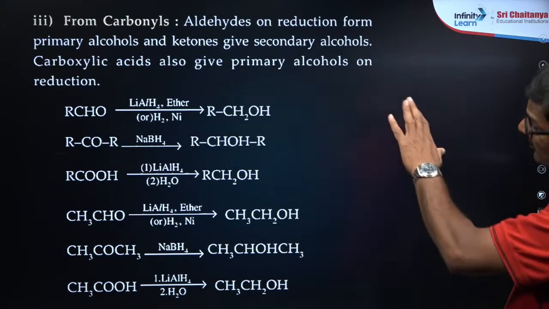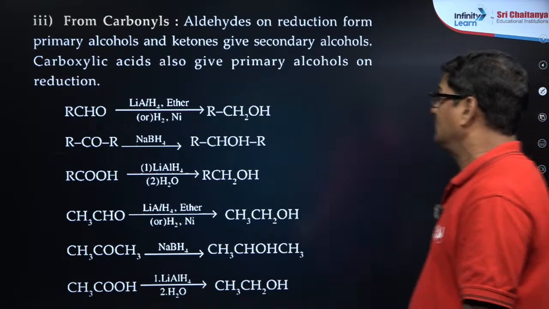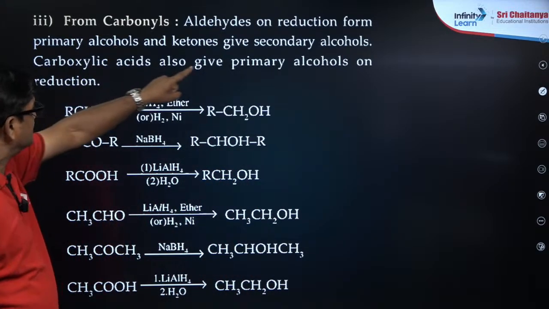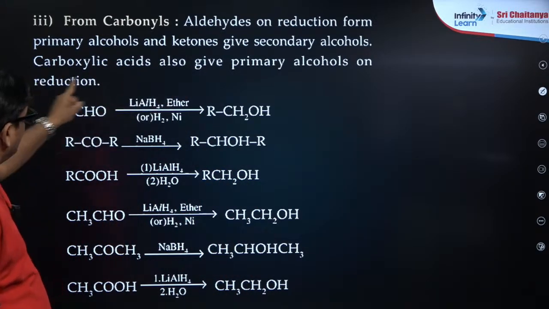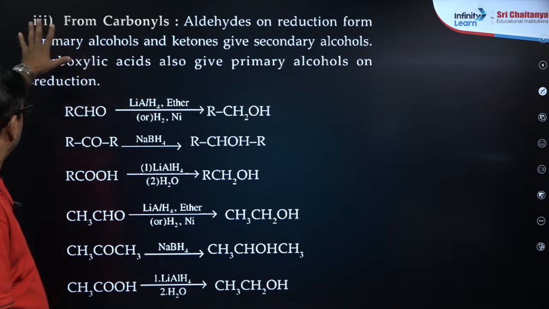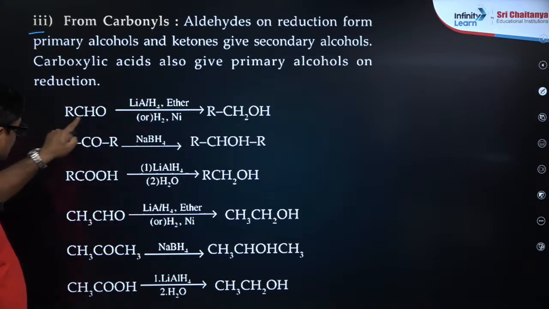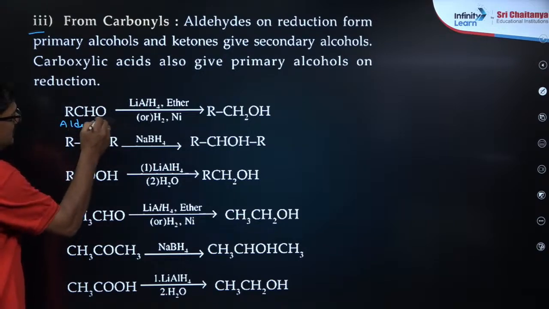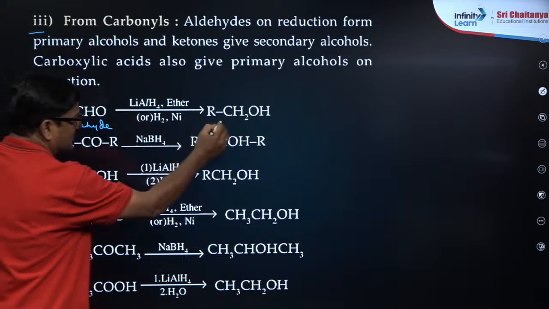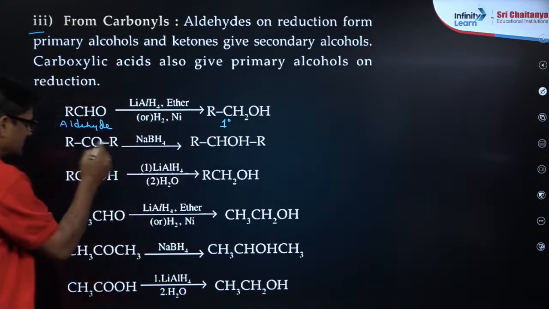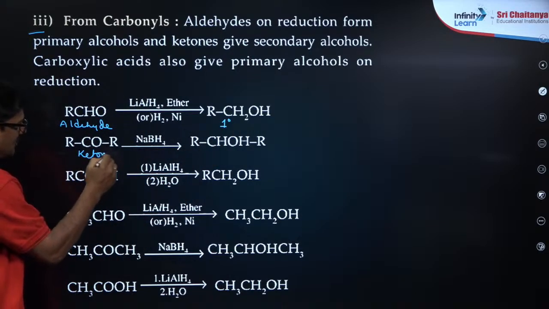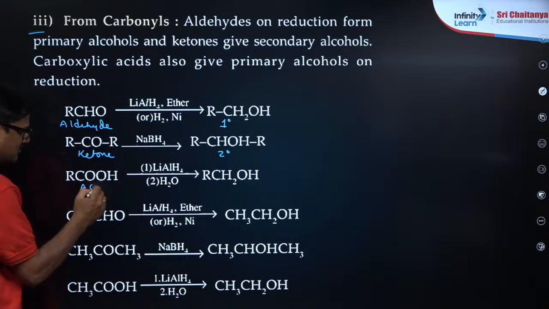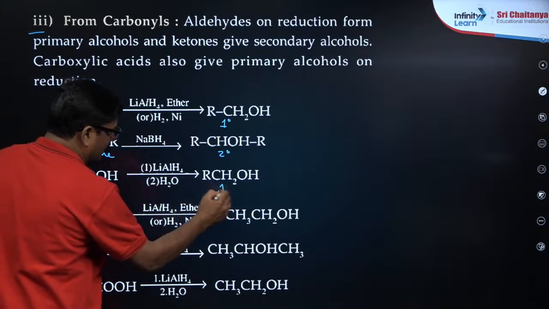Alcohols you can also get from carbonyls, not only esters. So aldehydes on reduction form primary alcohols, and ketones on reduction give secondary alcohols. Carboxylic acids also give primary alcohols on reduction. So this is a noteworthy point. This is an aldehyde, on reduction it gives rise to primary alcohol. This is a ketone, on reduction it gives rise to secondary alcohol. This is a carboxylic acid, on reduction it gives rise to primary alcohol.